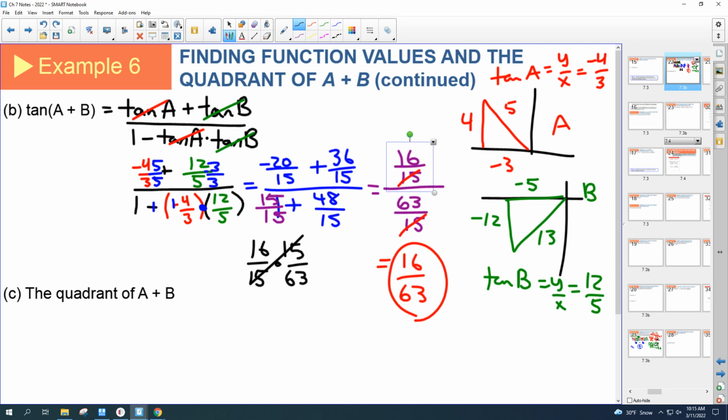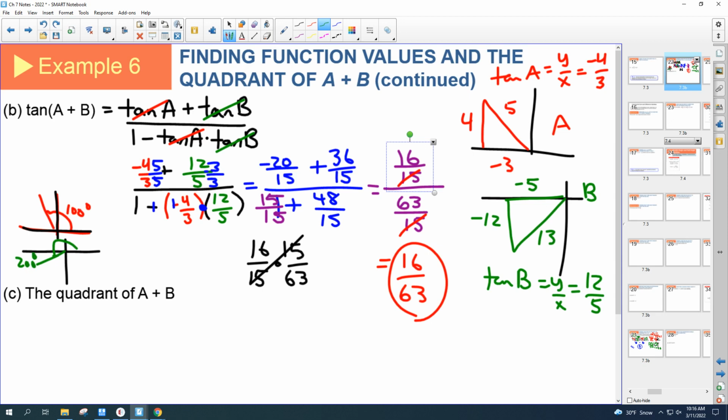Now, part C is kind of tricky for some people, but it's the easiest one to implement once you know what to do. Find the quadrant of A plus B. All right, they told us that angle A, remember angle A was in the second quadrant. So, I guess it could be something like 100 degrees, perhaps. We don't know that. I'm just kind of throwing that out there. And angle B was in the third quadrant, and that could be something like 200 degrees, I suppose.